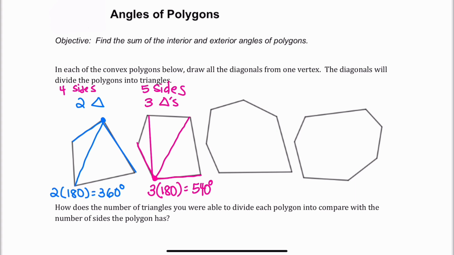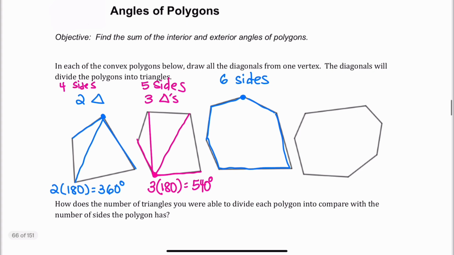The next one we have, it has 1, 2, 3, 4, 5, 6 sides. If I pick any point and draw the lines to each of the other vertices, I'm going to have 4 triangles. 4 times 180 is 720 degrees. My last shape has 7 sides.